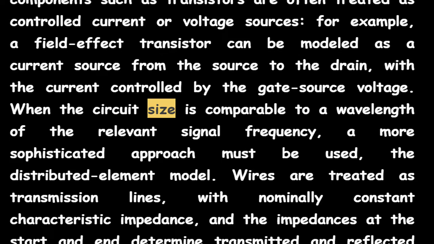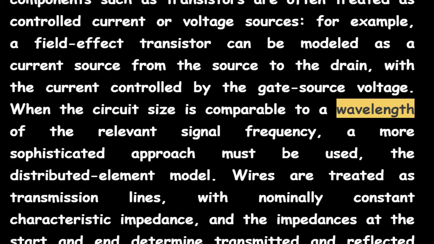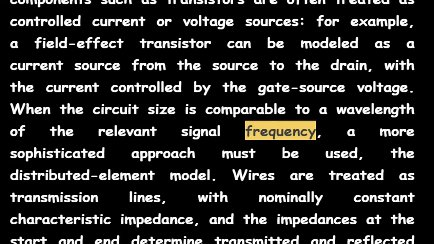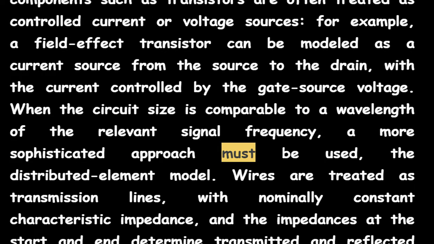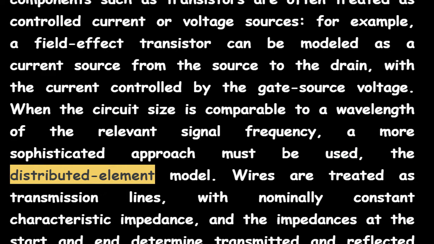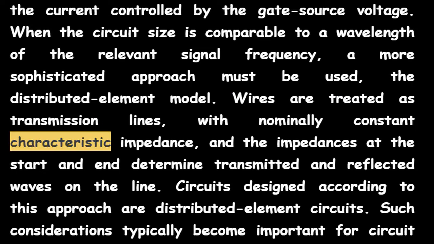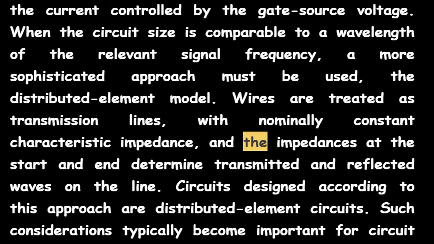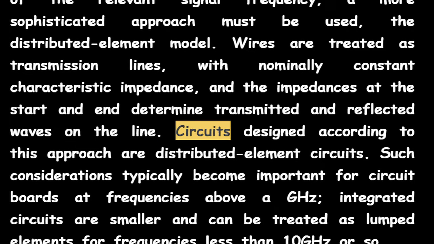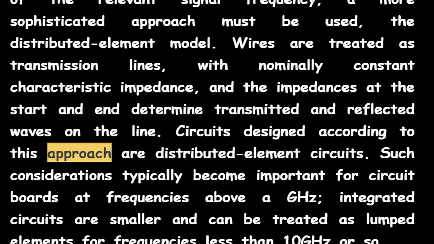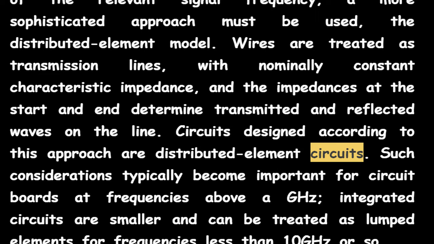When the circuit size is comparable to a wavelength of the relevant signal frequency, a more sophisticated approach must be used, the distributed element model. Wires are treated as transmission lines, with nominally constant characteristic impedance, and the impedances at the start and end determine transmitted and reflected waves on the line. Circuits designed according to this approach are distributed element circuits.